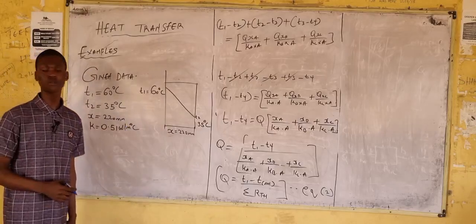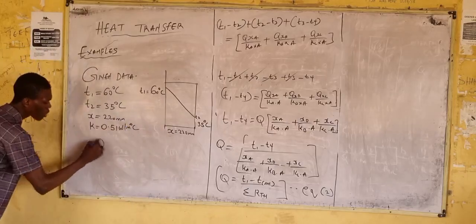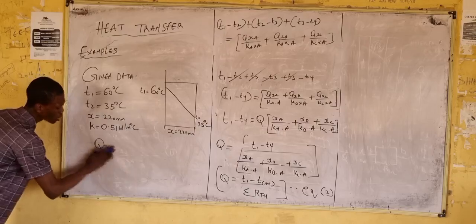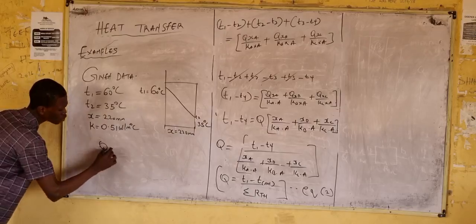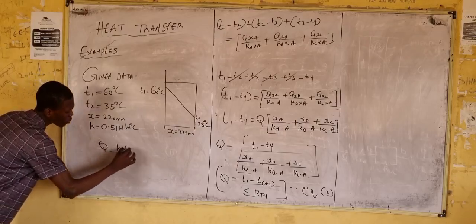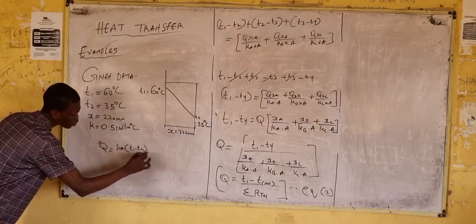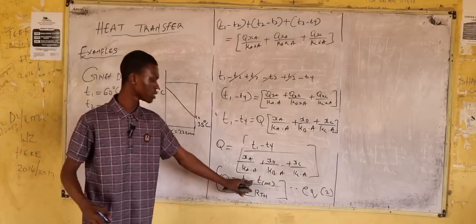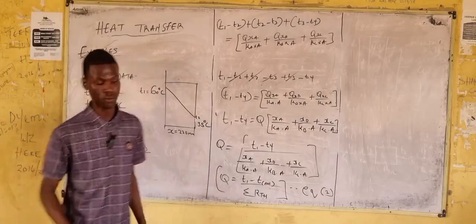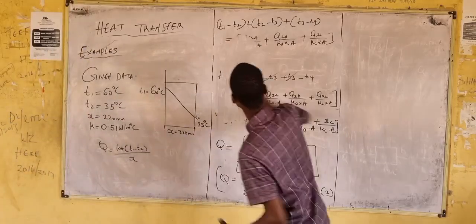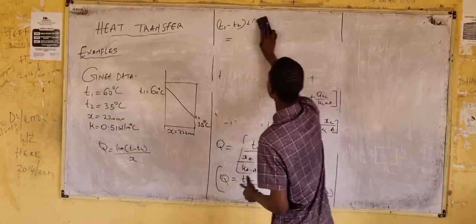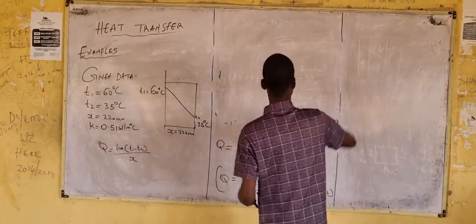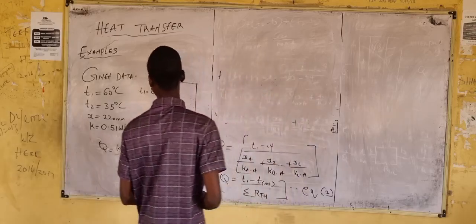From here, recall Fourier's law. From Fourier's law, we said Q is equal to KA open bracket T1 minus T2 divided by X. Take note of this, it is minus and not positive. From Fourier's law, we have this.